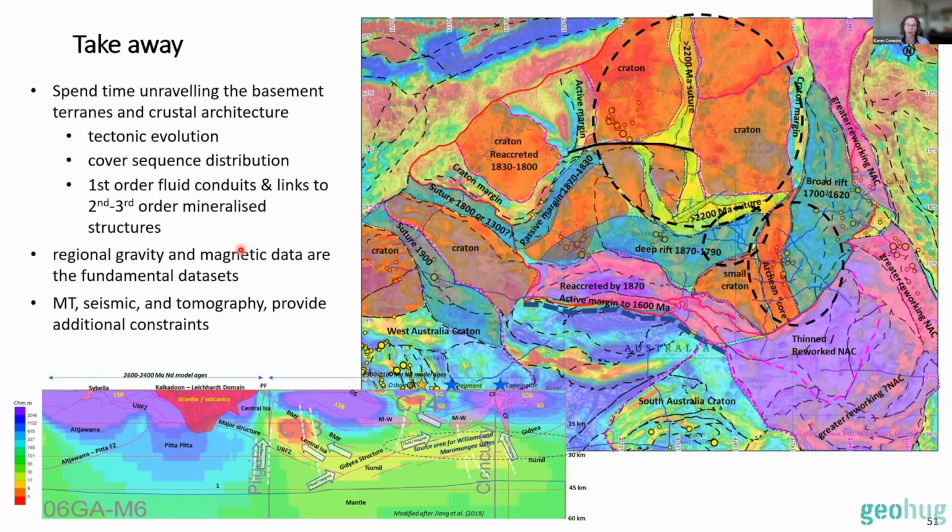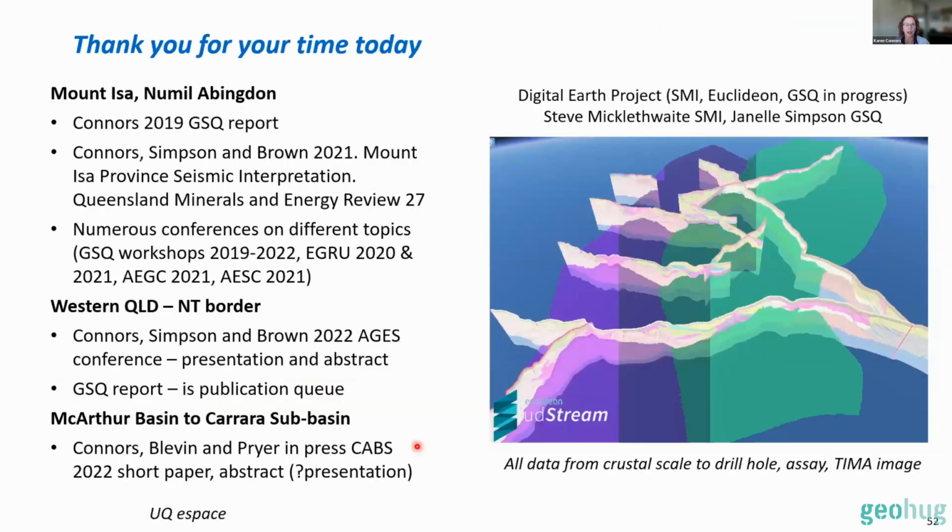So start with the gravity and magnetic data. Just pull them out and work with them. And if you've got the other data sets, they obviously can provide a lot of information. But if you haven't got them, I wouldn't let that stop you trying to do this sort of analysis.